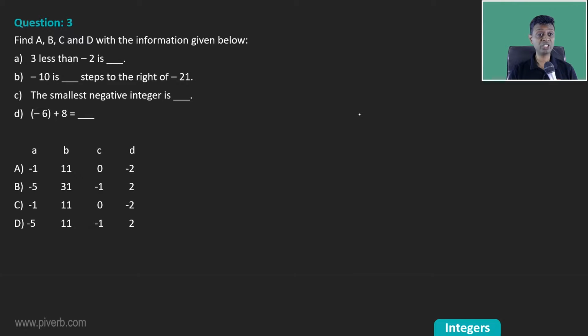Find A, B, C and D with the information given below. A, 3 less than minus 2. From minus 2, subtract 3, we get minus 5. So A should be minus 5.